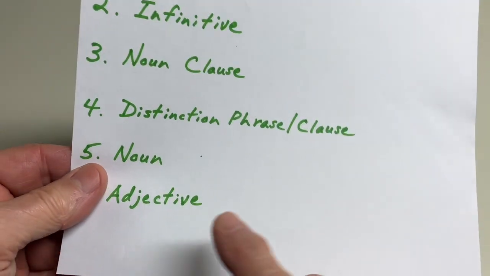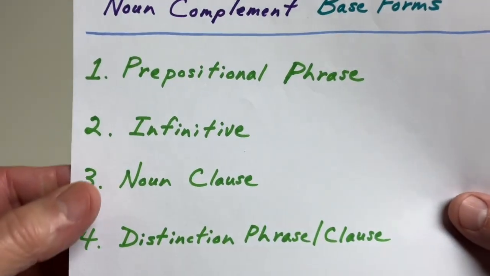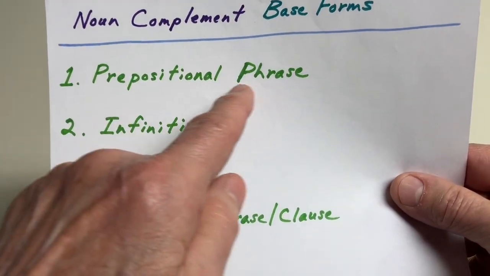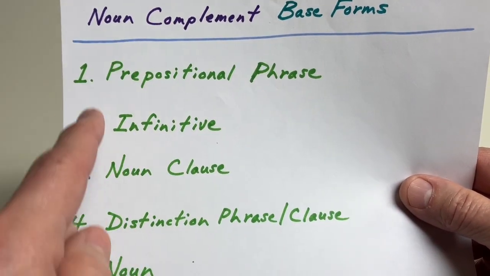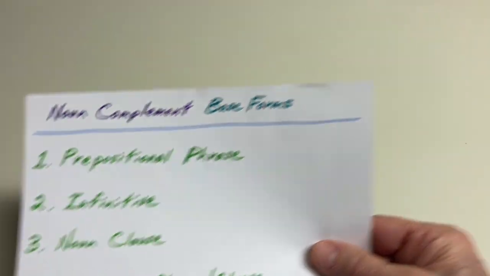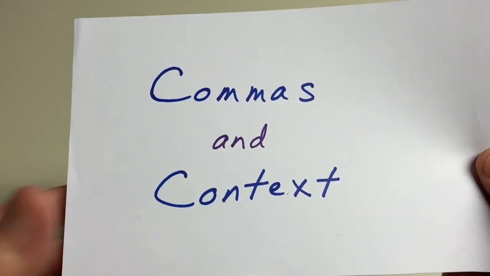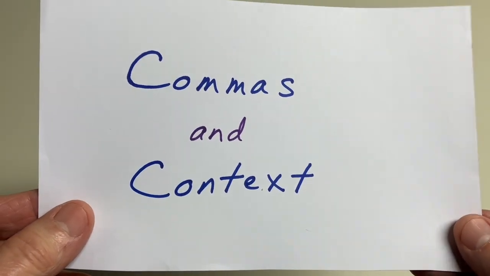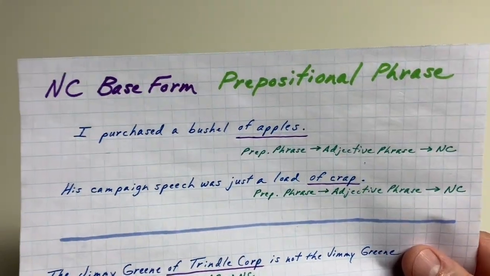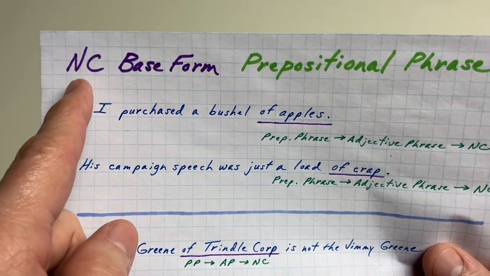We already saw the connection between the adjective and distinction phrase or clause, but now I'd like to see if there's any kind of relationship between the prepositional phrase used as a noun complement and the distinction phrase or clause used as a noun complement. And to do that, we will keep in mind commas and context. That's very important. Let's first look at the prepositional phrase used as a noun complement.